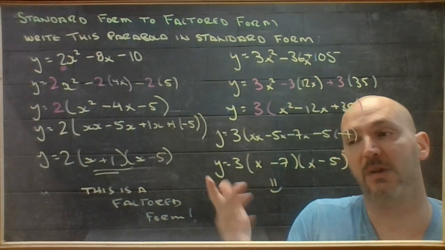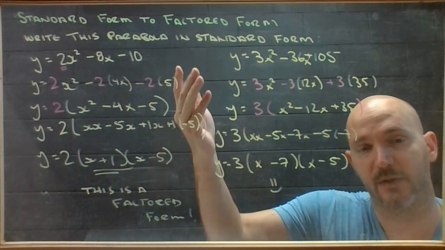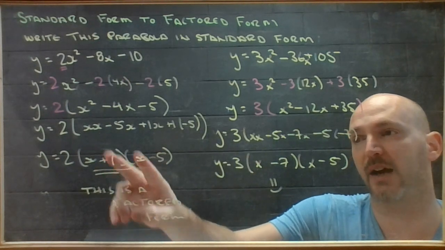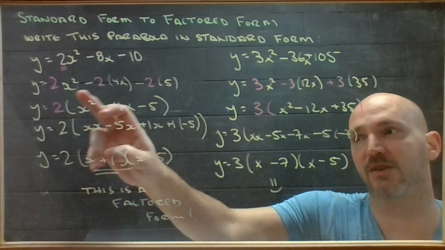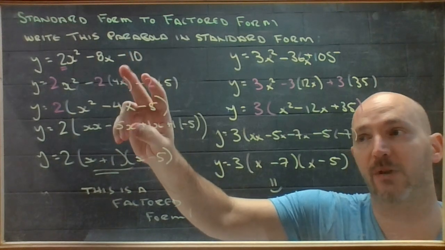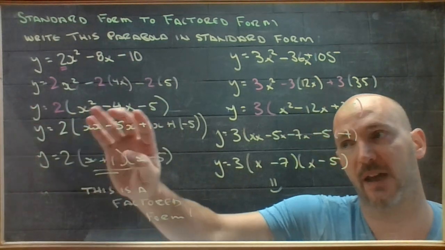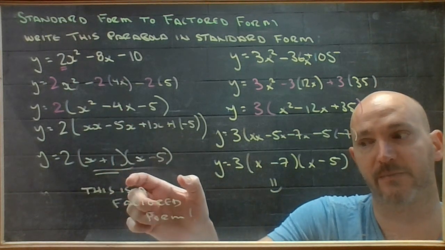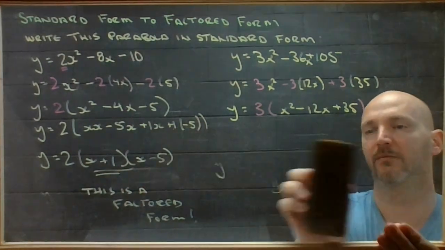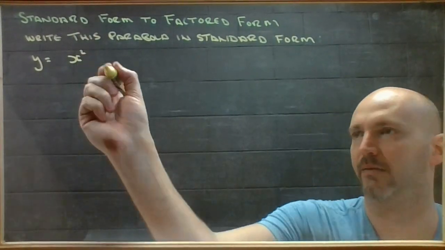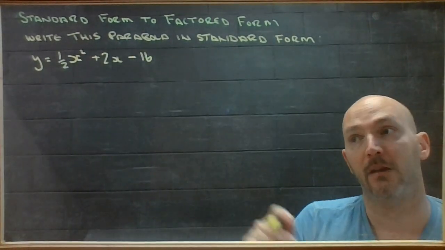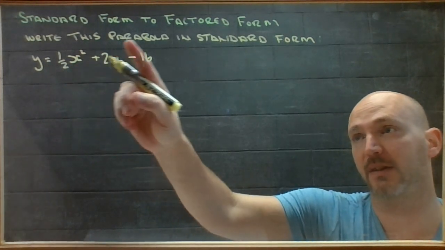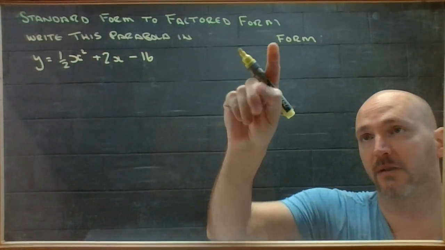Okay, so when you went from factored to vertex or to standard form, you had to spread these two brackets into each other and then distribute this number. So if you're going backwards, you have to peel that number out and then re-break this back into two brackets. So here's an example of a standard form thing, and we're going to write this parabola in factored form.